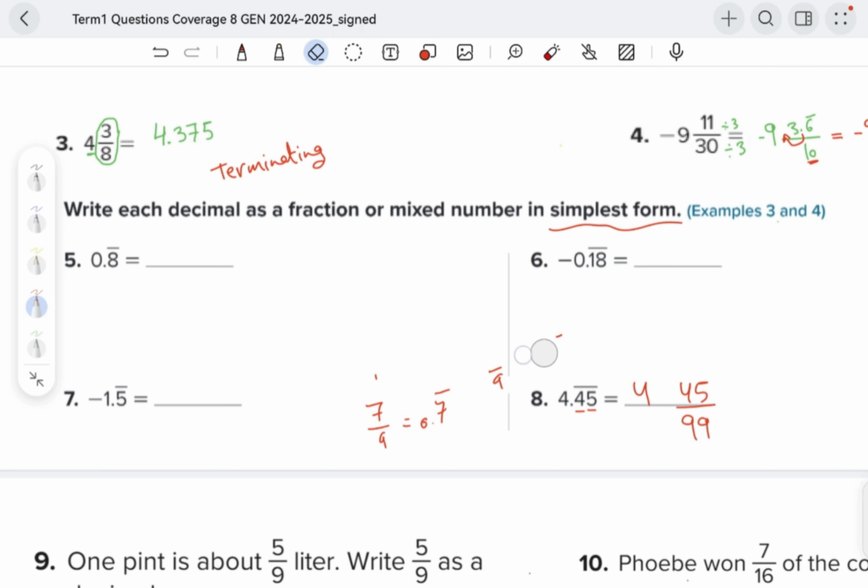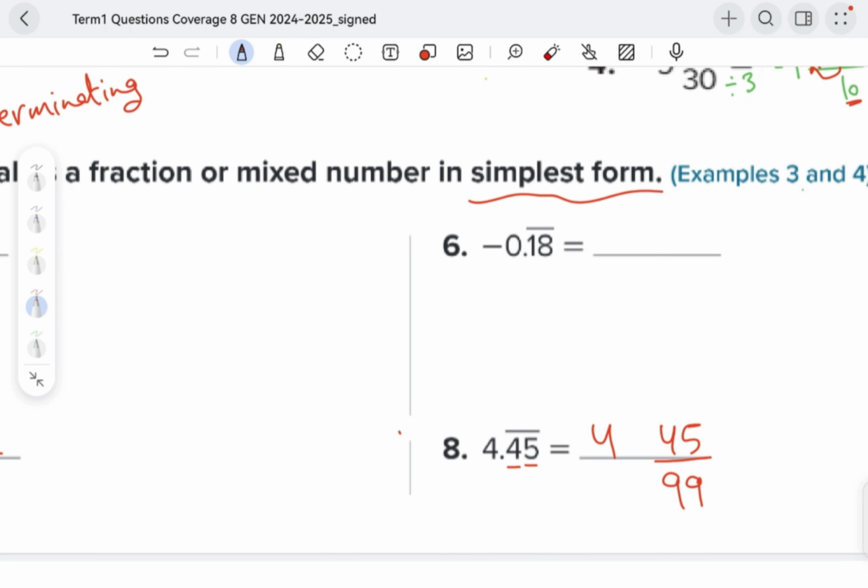But for now, let's go back to our question. So 0.8 repeating can be written as 8 out of 9. Negative 1.5 repeating can be written as negative 1 and 5 out of 9. Now let's go for question number 6. We have two repeating digits, so this can be written as 18 out of 99. Don't forget the negative sign. But wait, here we can simplify it. We know that the 18 is 9 times 2, and the 99 is 9 times 11. So we have a common factor. 9 is a common factor. We're going to divide by 9, divide by 9, and we're going to have 2 out of 11 in the simplest form.